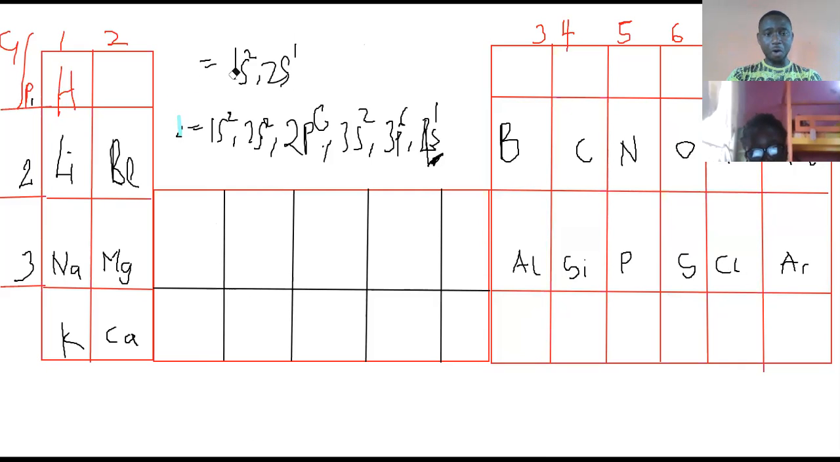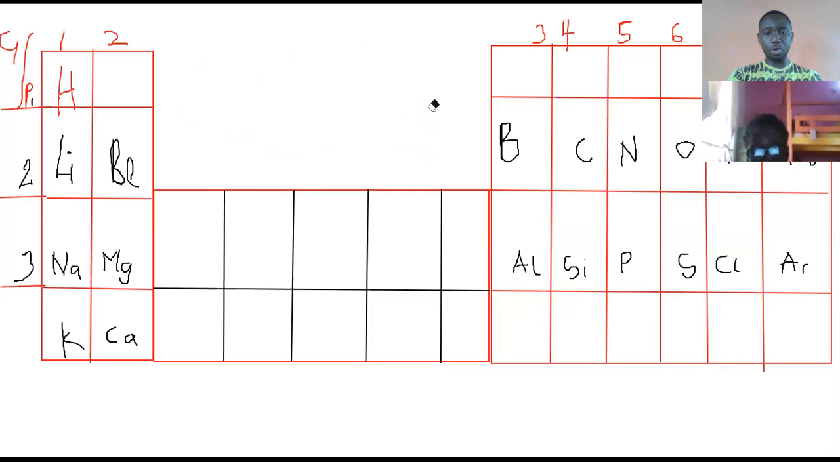That means group 1 and 2 elements belong to what we call the S block. Group 1 and 2 elements.